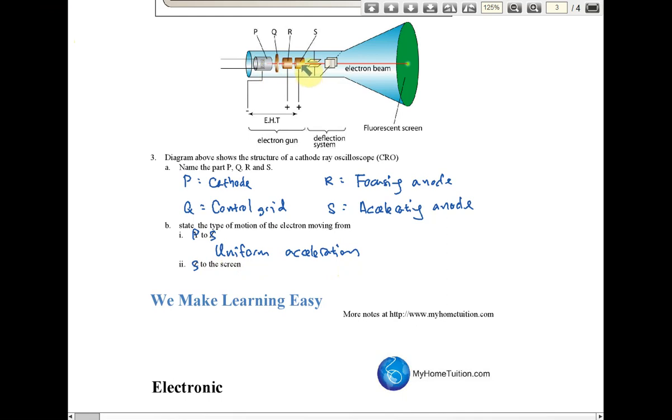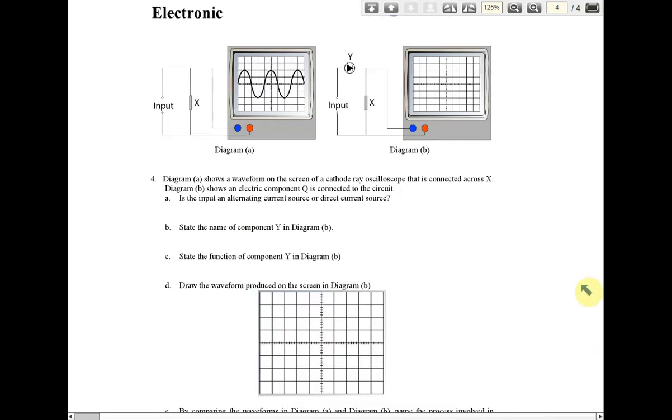Then after this S, the electron will move forward due to the inertia, without any force. And since there's no force, the electron will move with uniform velocity. Uniform velocity.